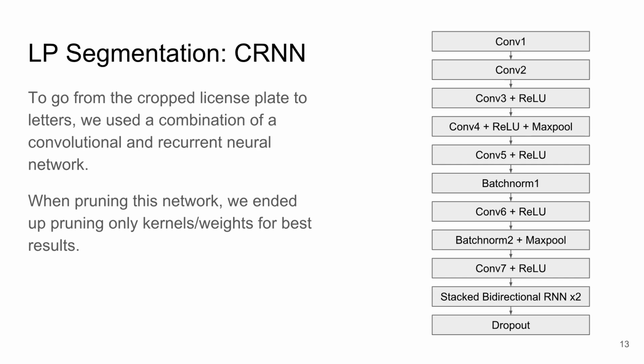Basically, the network is set up so that it has 7 convolutional layers, some batch norm layers, and then 2 stacked bidirectional RNN layers with some dropout. So when we pruned the CRNN, we mainly ended up pruning only the kernels and the weights for the best results, while we ignored the biases and some other variables.